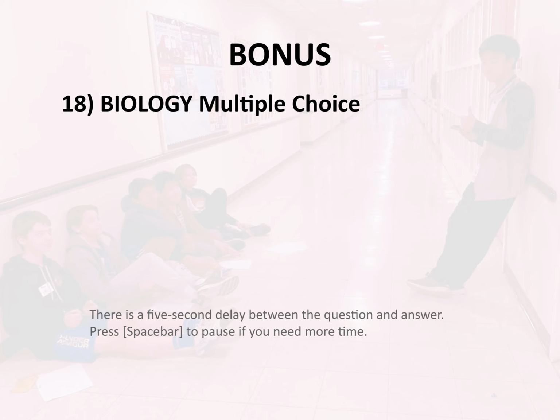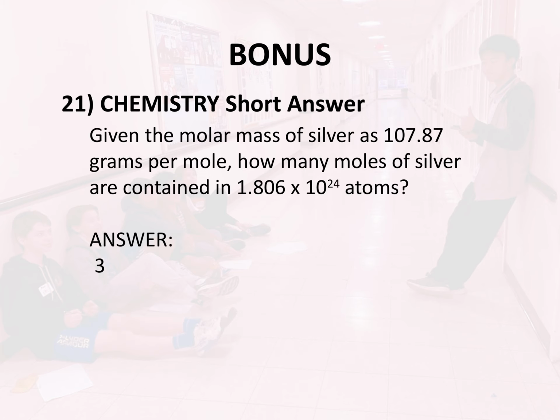Bonus, 21. Chemistry. Short answer. Given the molar mass of silver is 107.87 grams per mole, how many moles of silver are contained in 1.806 times 10 to the power of 24 atoms? Answer: 3.